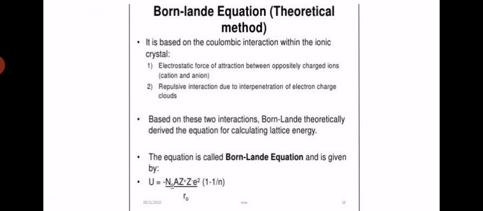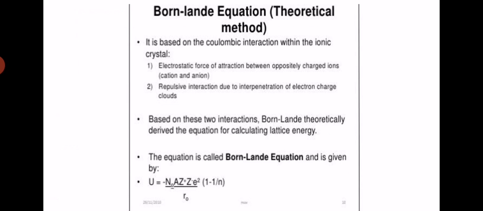as below, that is U is equal to minus N naught A into Z plus into Z minus e square divided by r naught into 1 minus 1 divided by n. So this equation we are going to call the Born-Lande equation. See the equation again. U is equal to minus N naught A into Z plus Z minus e square divided by r naught into 1 minus 1 divided by n.